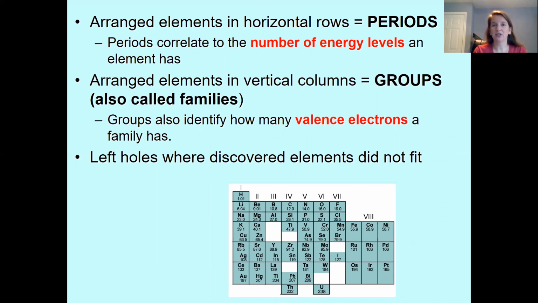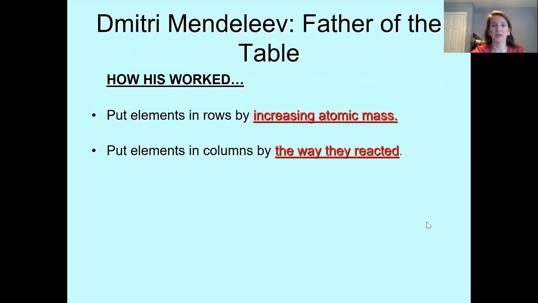The groups and families are going to be the vertical columns. Those ones are based on similarities in chemical reactivity, and it's based on the numbers of valence electrons in those particular elements. What was most impressive about Dmitry Mendeleev was that he left openings in his periodic table, saying that there were elements that hadn't been discovered yet, that when they were discovered, they would fit right into these places that he left open.